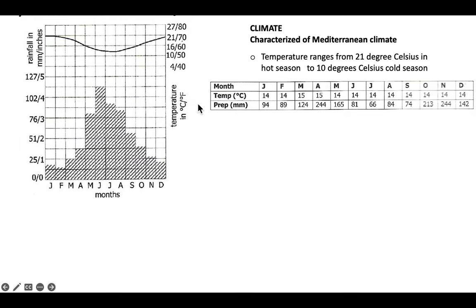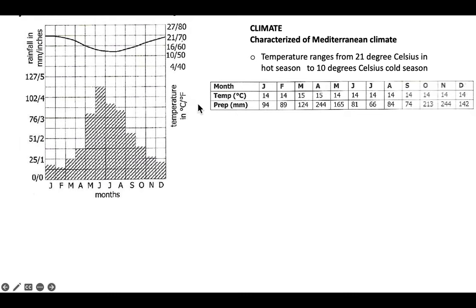And then in winters, we have mild and wet winters. The prevailing winds are wet, onshore westerlies. And then rainfall occurs in the winter. So rainfall mostly occurs in the winter. That's when rain occurs.